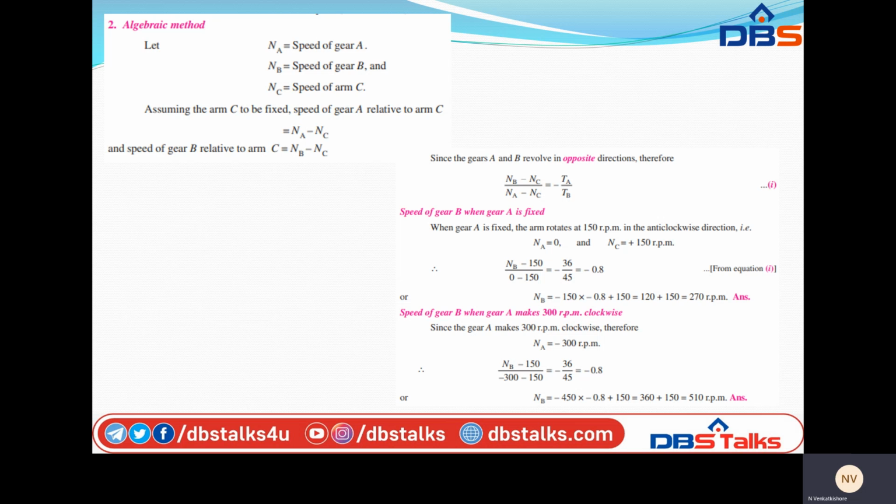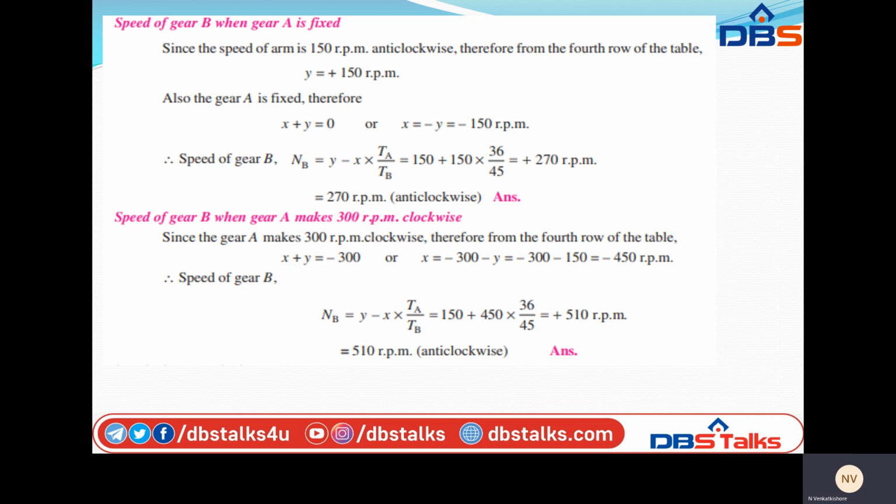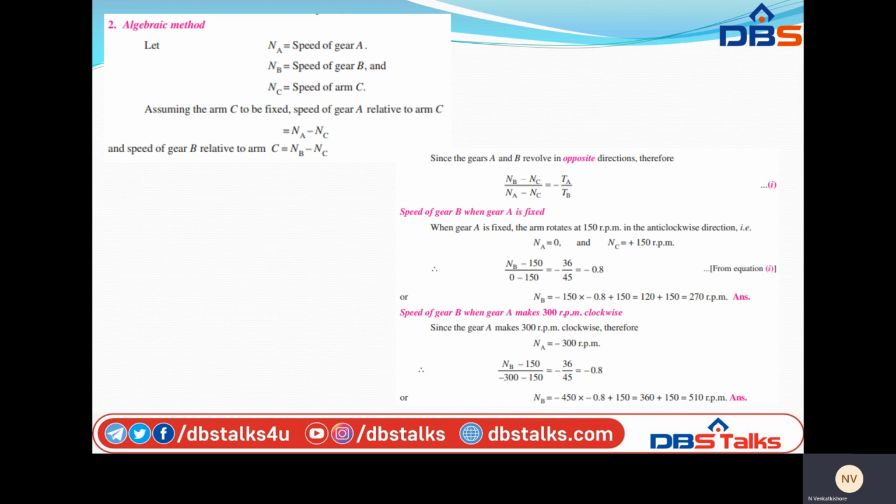Here also it is the same thing. We found 270 and here 510. Both the methods we applied, and in both cases we achieved the same values, 270 and 510, clockwise and anti-clockwise. Both are equal. Okay.